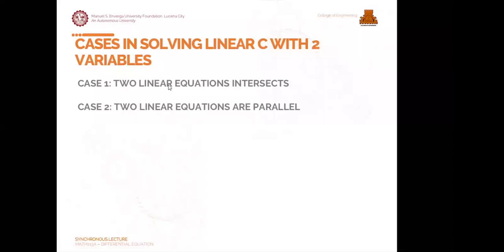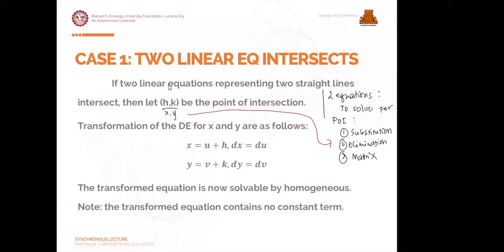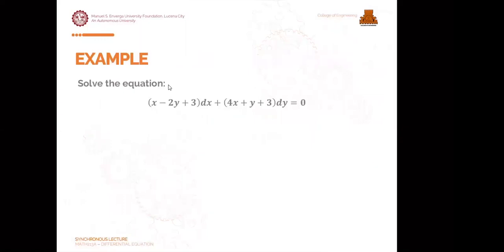Once na na-simplify natin yun, yung makukuha nating transformed equation is solvable by homogeneous equation. Okay? Kung mapapansin din natin, mamaya upon solving the example, yung transformed equation natin will not have any constant term. Okay? So, makukuha lang natin is in terms of x, y and x, y lang. Okay? So, para mas ma-appreciate natin to, let's go to our first example.